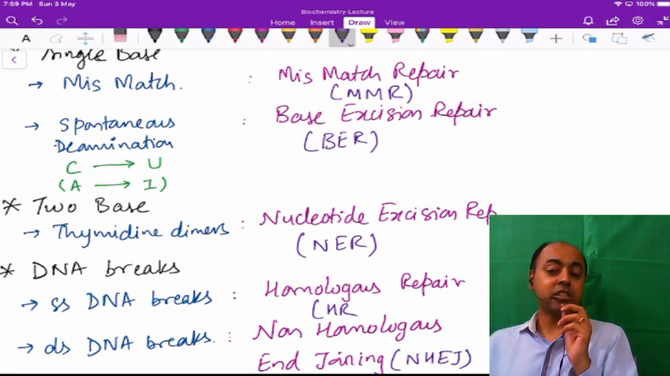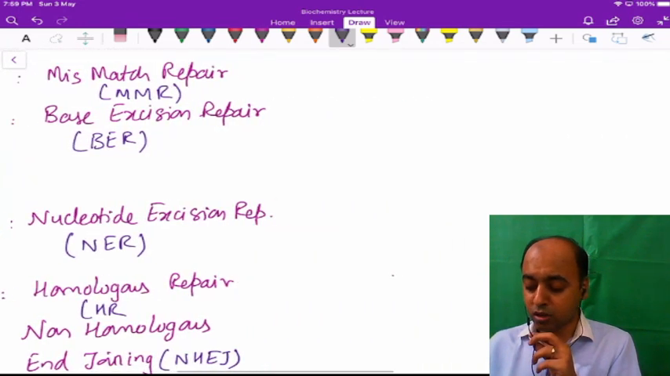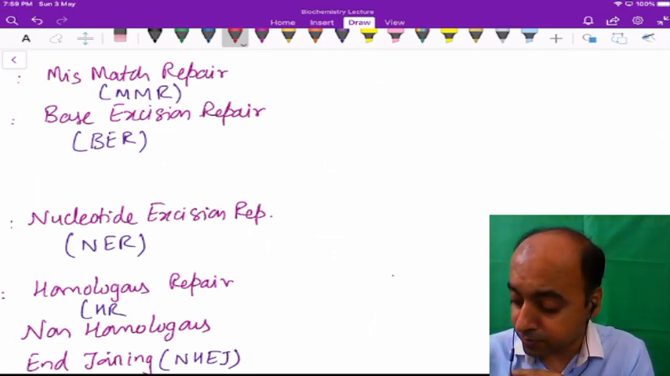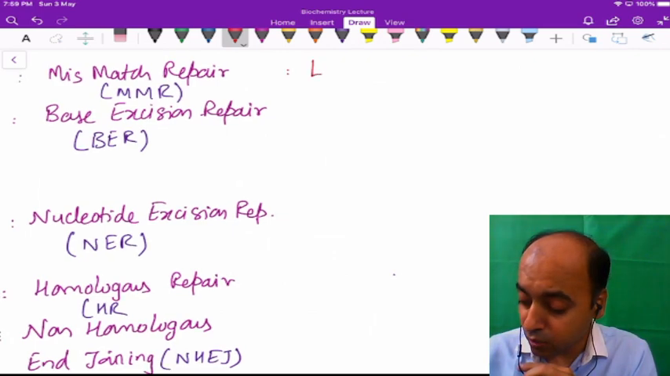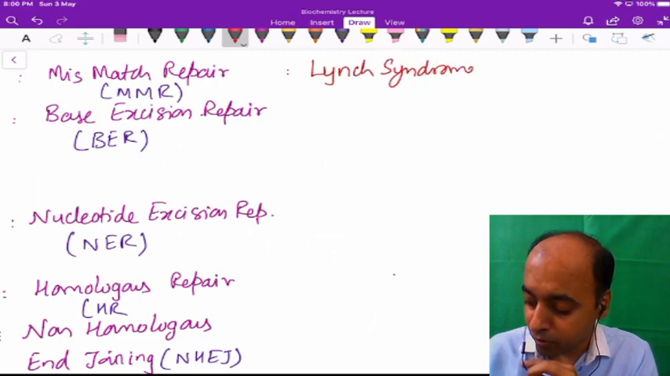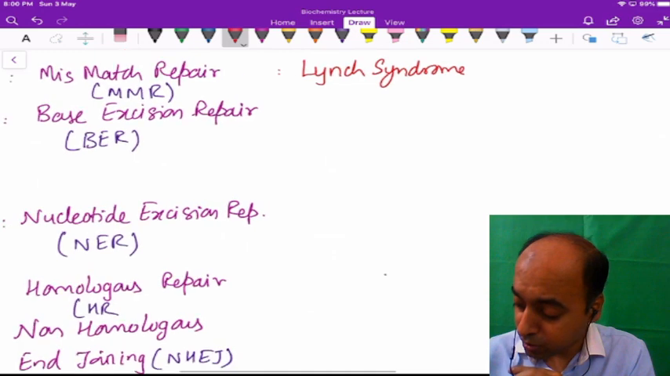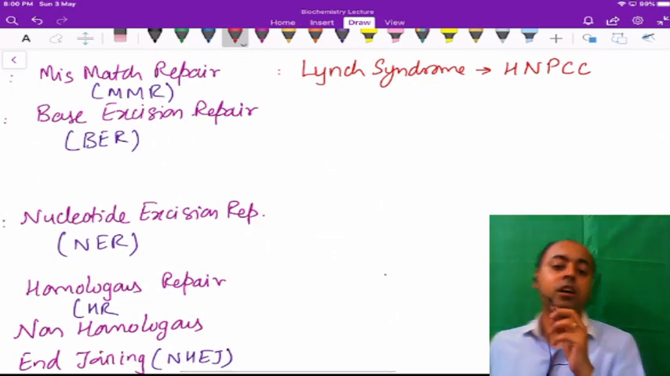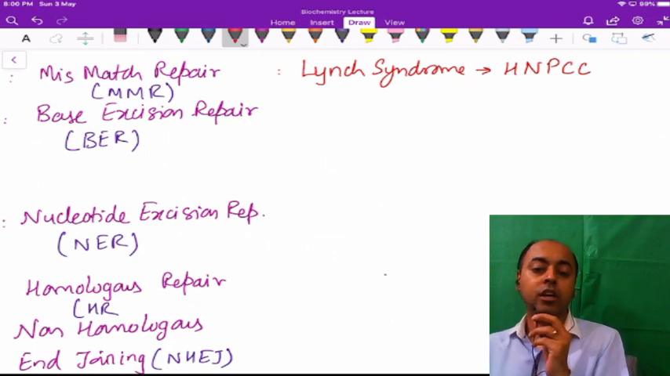Now I told you sometimes these repair mechanisms may be defective, and then they are associated with corresponding specific disorders. So we are going to match them with their corresponding specific disorders. When the mismatch repair is not working, we get what is known as Lynch syndrome. Lynch syndrome is also known as hereditary non-polyposis colonic carcinoma.